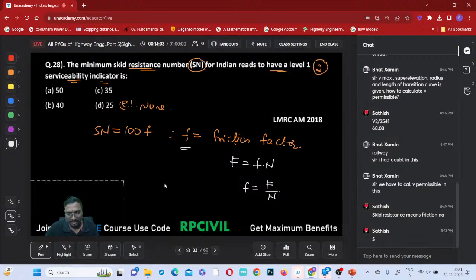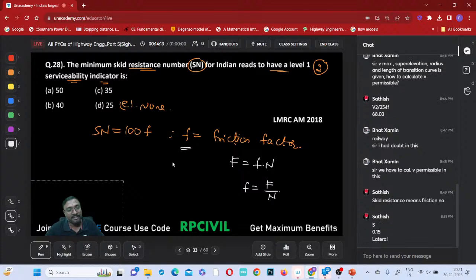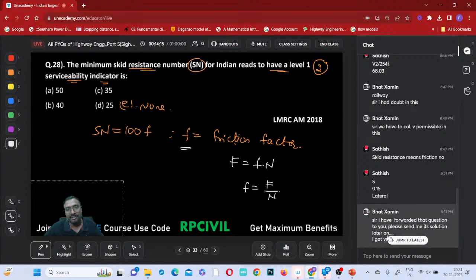So here, we have different values, right? Coefficient of friction. Which friction? Is it a longitudinal friction or a lateral friction? That 0.15 will come in which activity? 0.15 is the lateral friction only, right? But we have to check which one is the longitudinal friction, right?